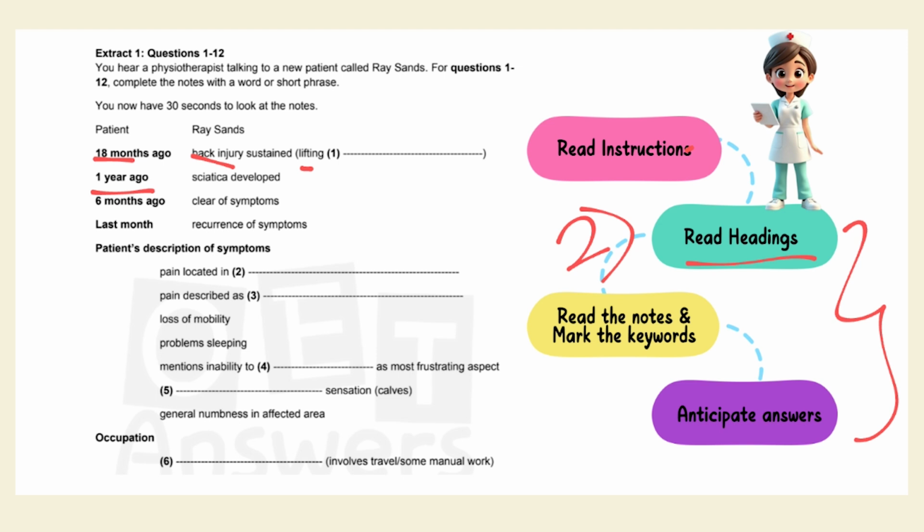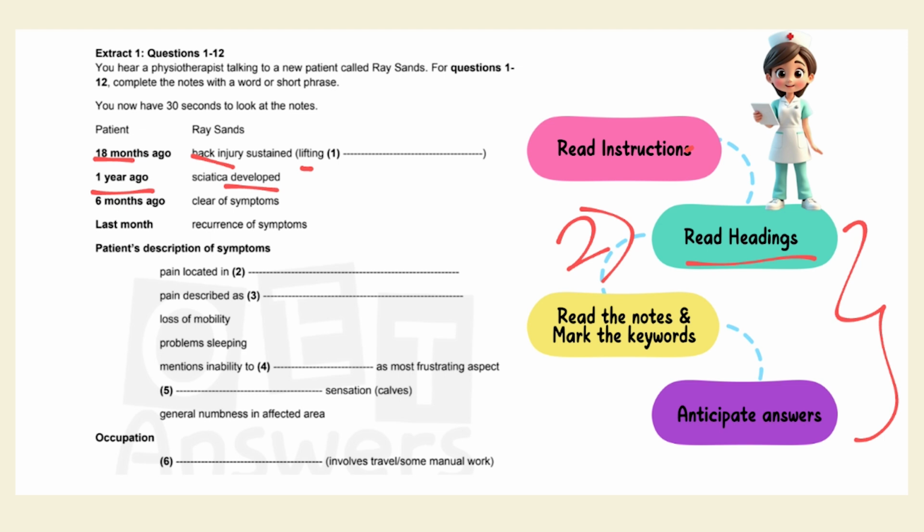Already I told you, instead of 18 months ago, they can say almost half months ago, like anything. If you see the second question, 1 year ago. 1 year ago means they can say as 12 months ago. 12 months indicates 1 year, right? So 12 months ago, sciatica developed.